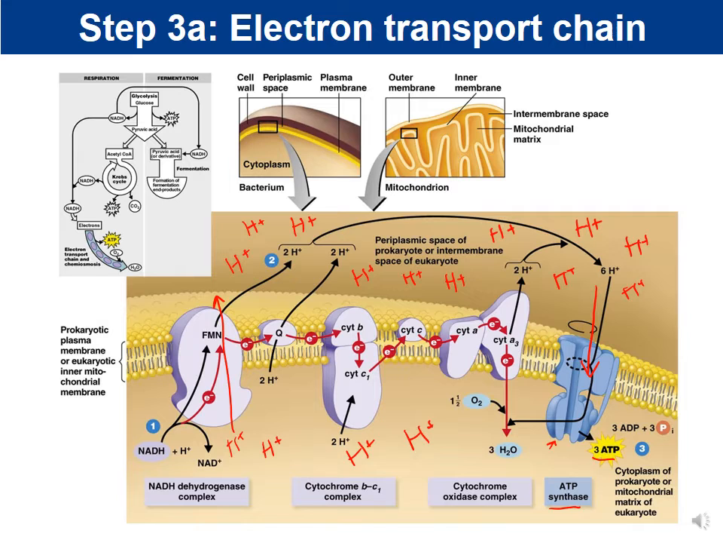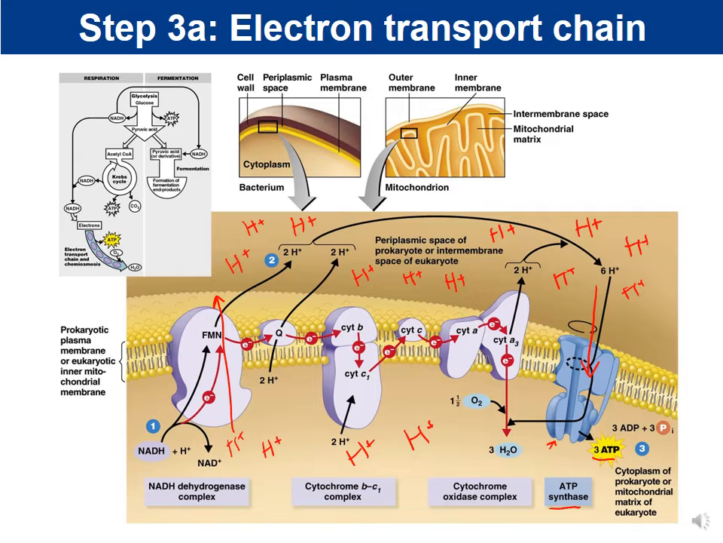Now we have an even greater hydrogen ion gradient, meaning we have more hydrogens in the space out here. Hydrogens are going to go back down. They're going to go from high to low. That is energetically favorable. That is going to produce the ATP. And so this is where the bulk of the ATP comes from.